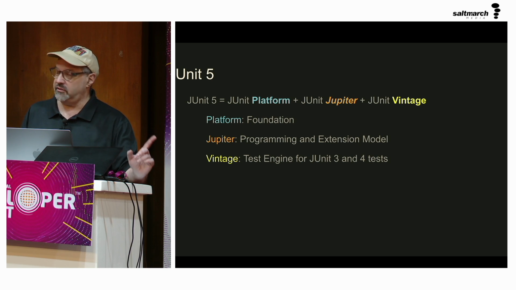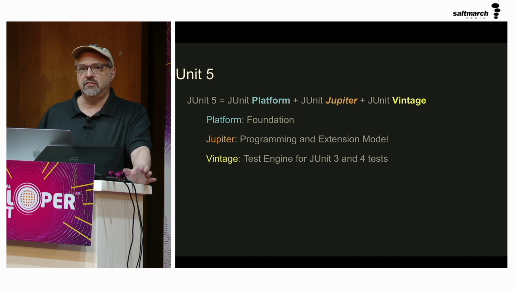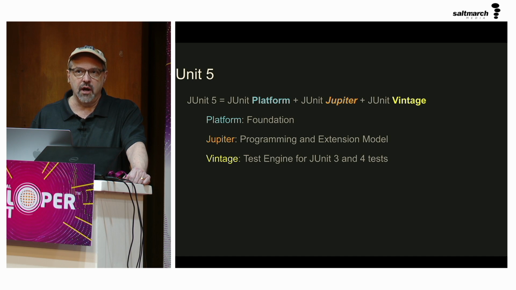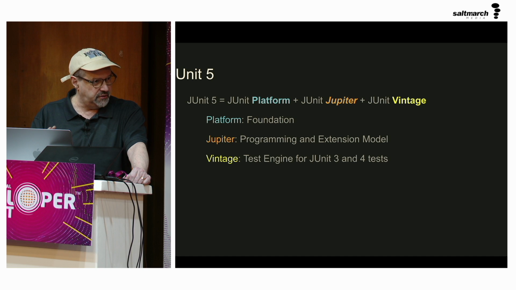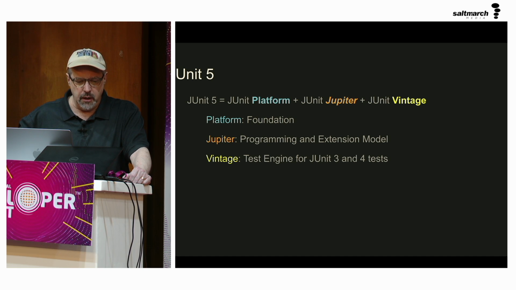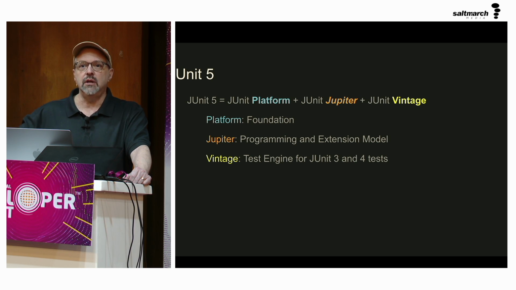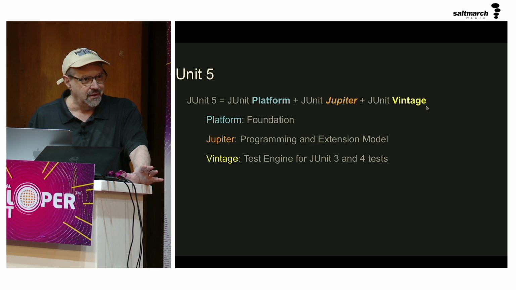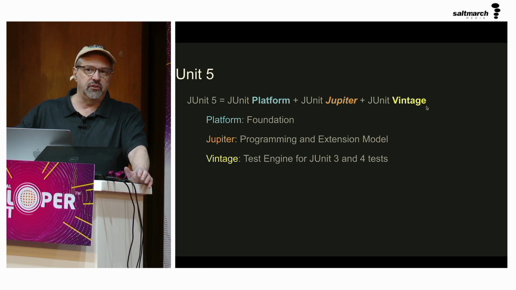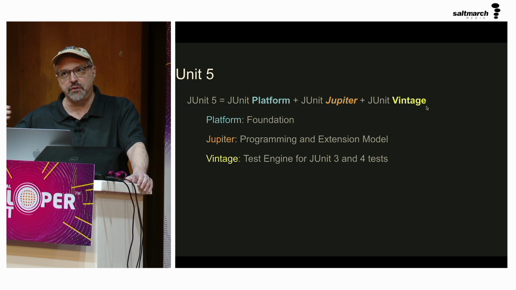Now, Vintage, that's significant because Vintage is an engine that allows you to run JUnit 4 tests and JUnit 3 tests. And the real benefit to this is you don't have to upgrade all of your tests right away to start using JUnit 5. You can switch over to JUnit 5 with the dependencies in the build file and run all your old tests as long as you also add the so-called vintage engine. And you're good.